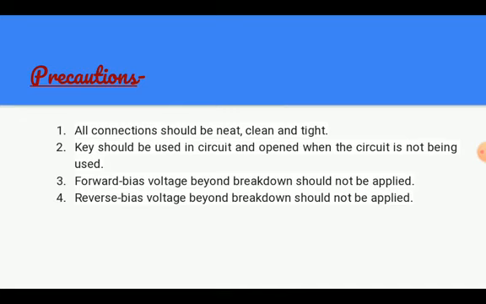I hope this video works well and you get the notion of how to perform the experiment, that was to draw the IV characteristic curve for a PN junction diode in forward and reverse bias condition.